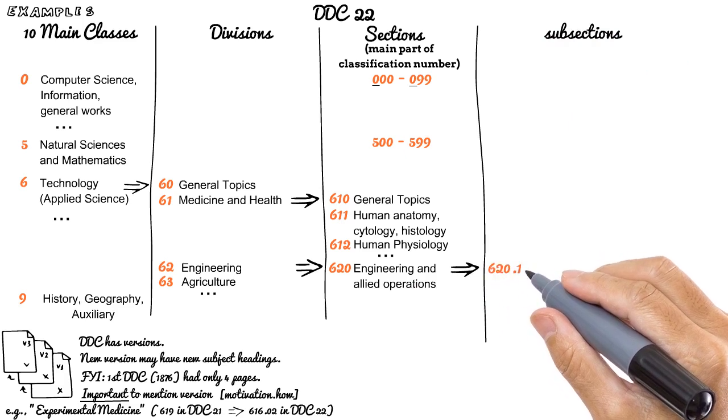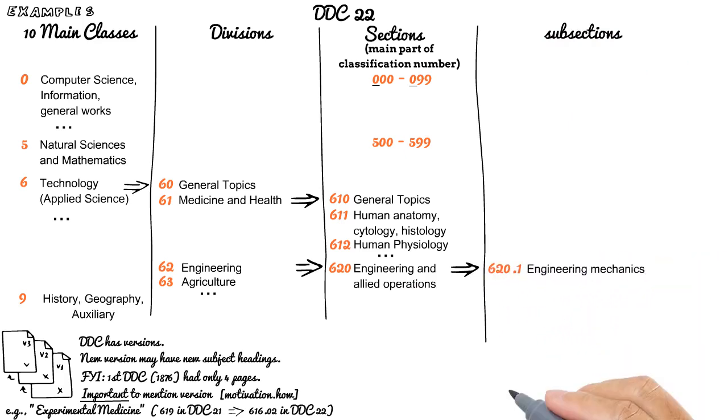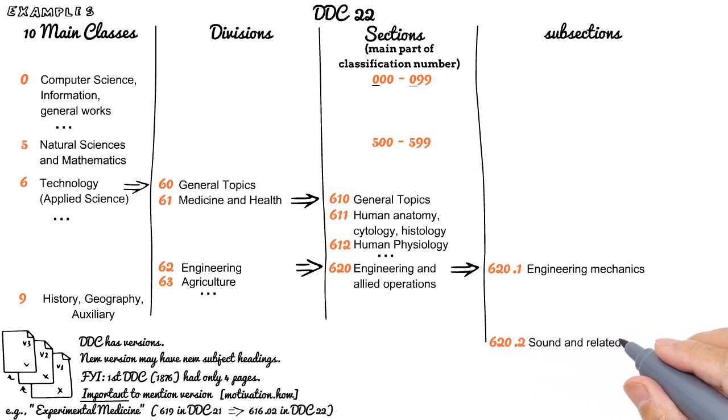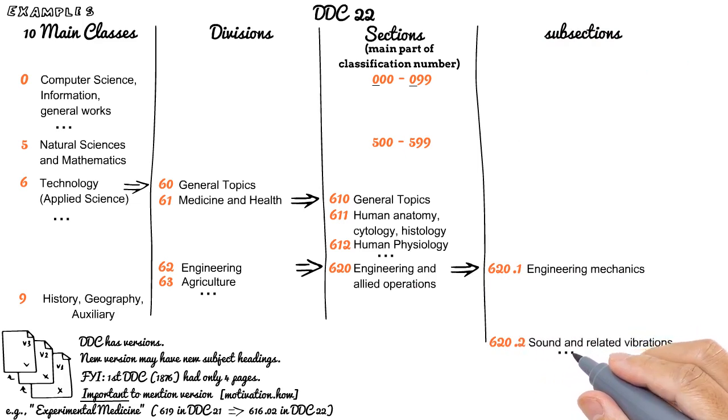620.1. Engineering, mechanics and materials. 620.2. Sound and related vibrations. These two groups are direct subsections of engineering and allied operations. Let's go deeper under group numbered 620.1.